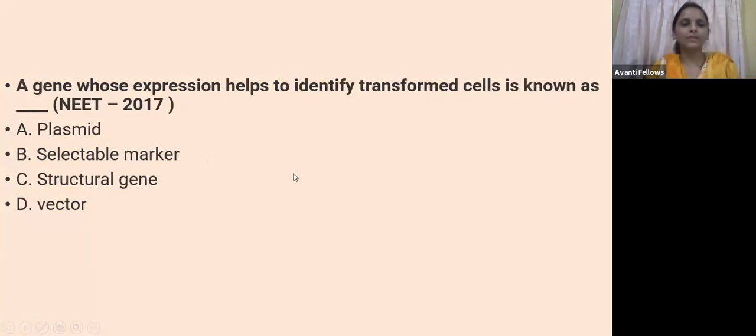Okay, guys. Now tell me, here is another question. A gene whose expression helps to identify transformed cells is known as. If we transform the plasmid, which is going to identify the cells that were transformed? Option A is plasmid. Option B is selectable marker. Option C is structural gene. Option D is vector. Guys, I'm not going to run the poll. Answer me in the chat box.